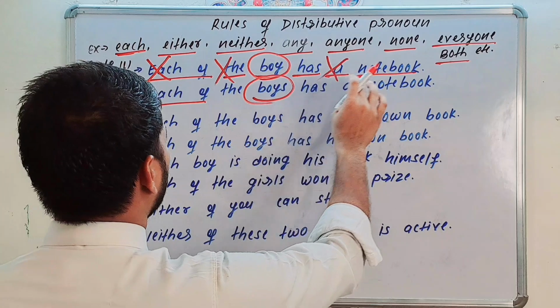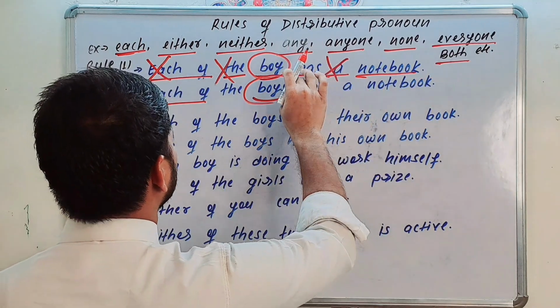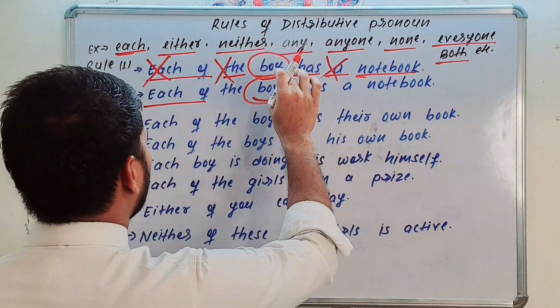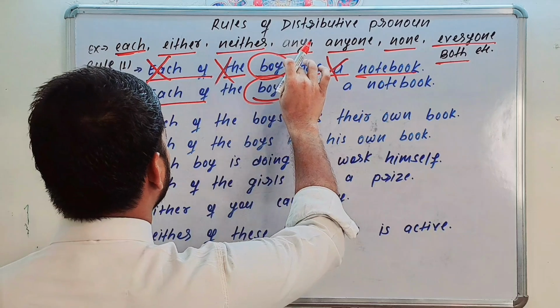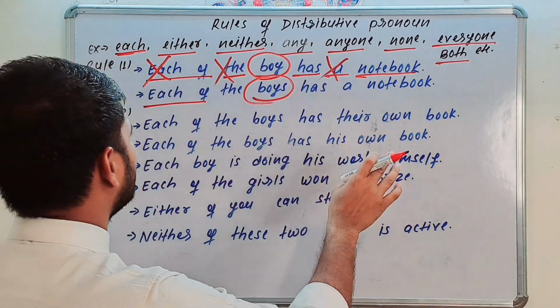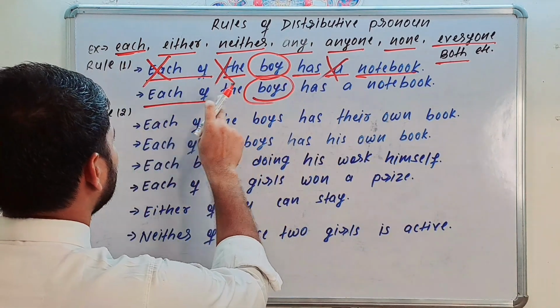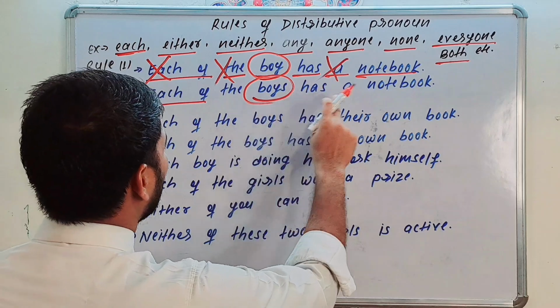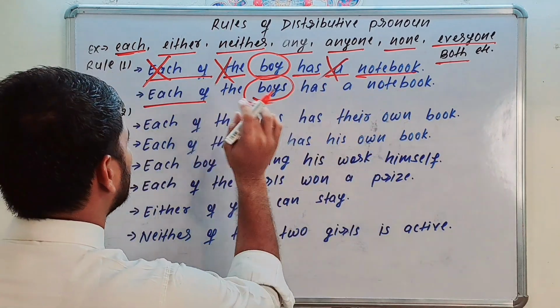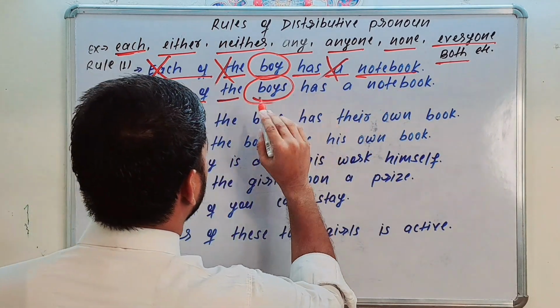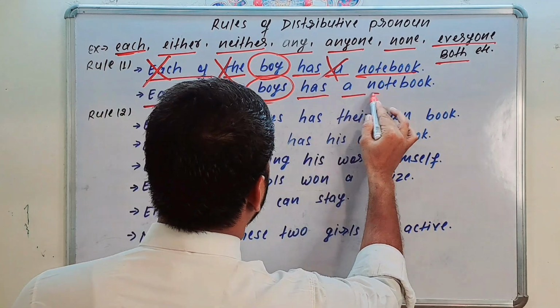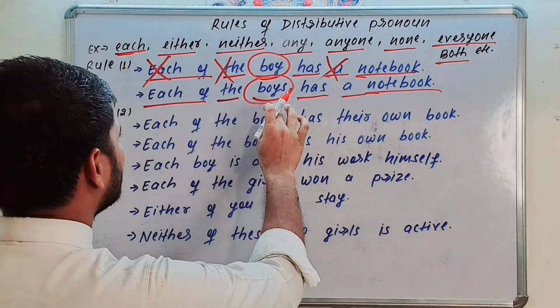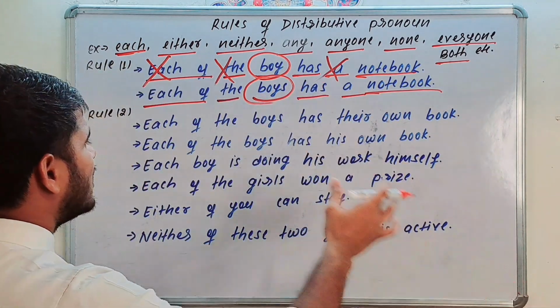Each of the boy has a notebook. Why is the first sentence wrong? Because I have used a singular noun after each of, either of. Second example: each of the boys has a notebook.